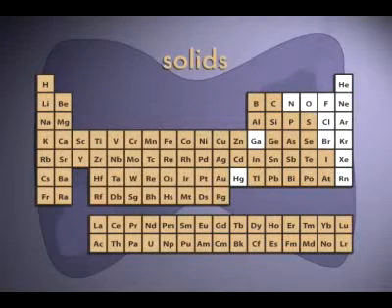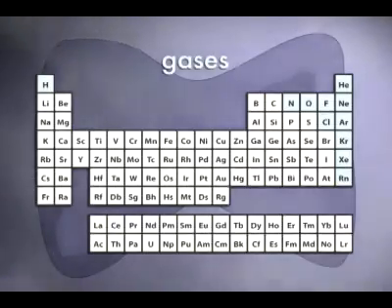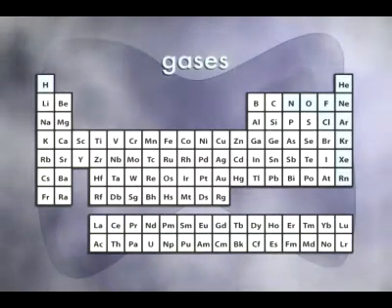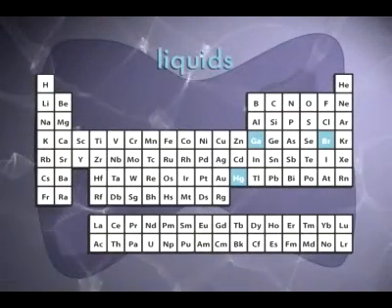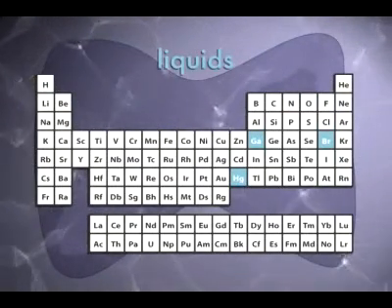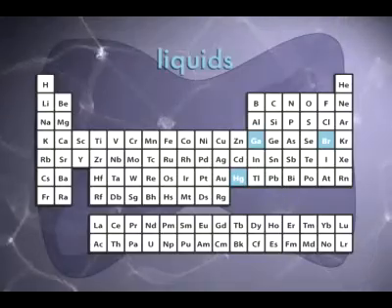Most of the elements on the periodic table are solids when they're in nature. The rest of them are gases, which are grouped together in the upper right corner. And did you know that there are only 3 elements that are found as liquids in nature? They are mercury, bromine, and gallium.